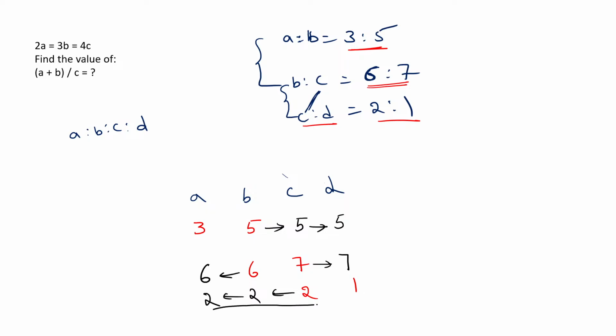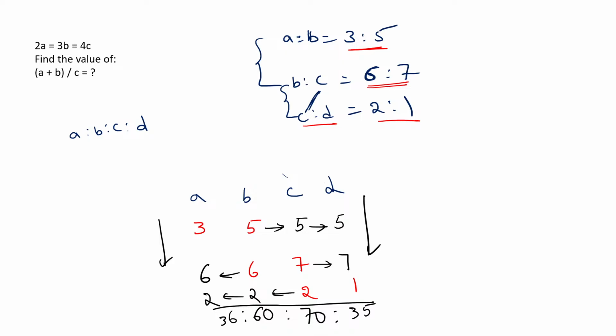Now the last step remaining is to multiply them vertically. For this one 3 into 6 into 2, for this one 5 into 6 into 2, for this one 5 into 7 into 2, for this one 5 into 7 into 1. That is going to give you your final answer. 3 into 6 into 2, you get 36 here. Again 5 into 6 into 2, you get 60 here. Here 5 into 7 into 2, you get 70. Again 5 into 7, 35. So this will be your final answer, a is to b is to c is to d.